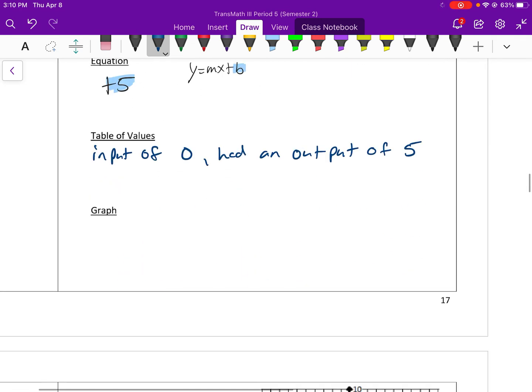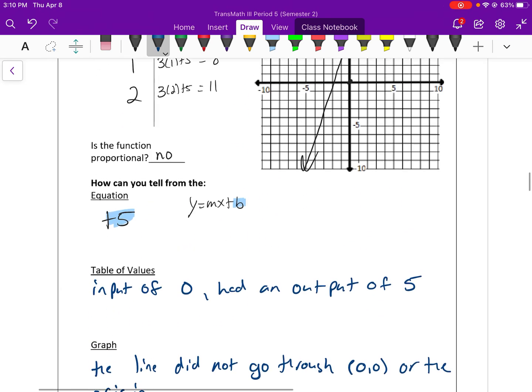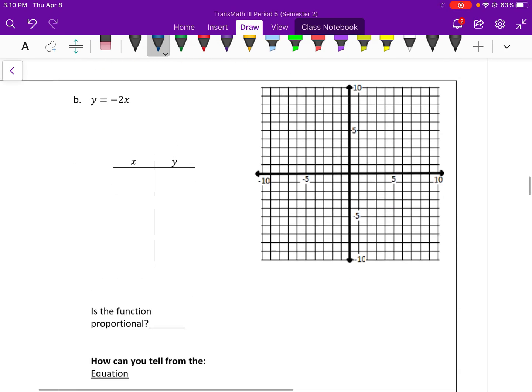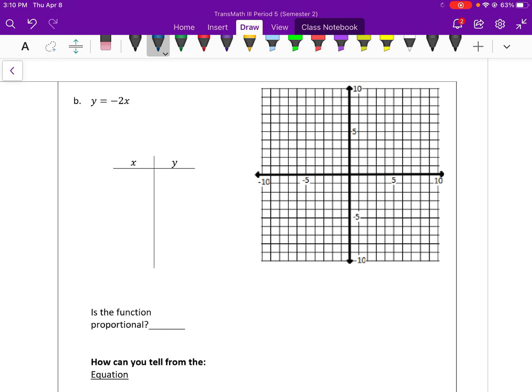From the graph, the line did not go through 0, 0 or the origin. That is how we would determine that from the graph, because again, it did not go through that point right there.